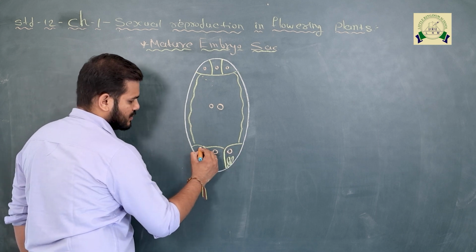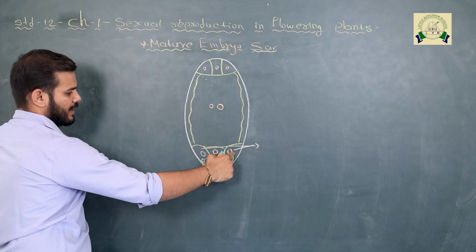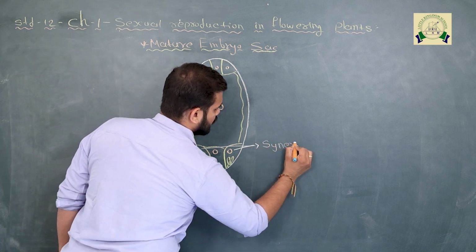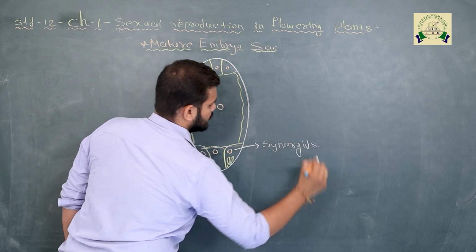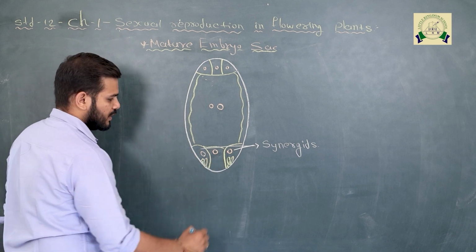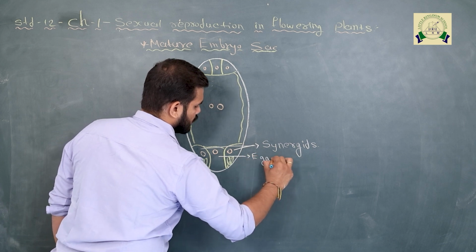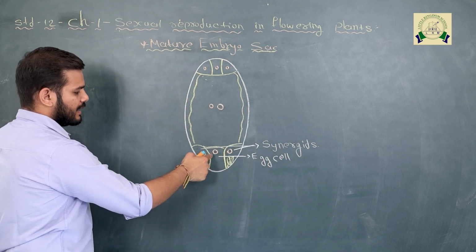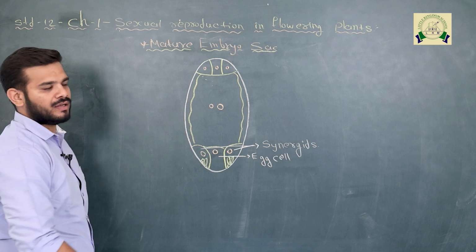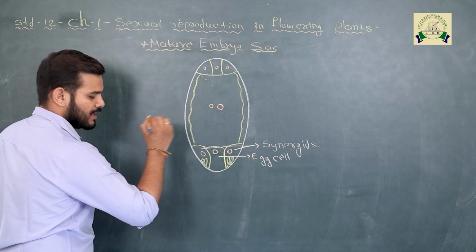Out of 3 cells, these 2 cells, this one and this one, this cell and this cell, are known as synergids. Synergids. Clear? The cell present in the center is called egg cell. And this egg cell carries a particular nucleus, and the particular egg cell is known as female gamete. So from these 7 cells, only 1 cell represents the female gamete, which is egg cell.